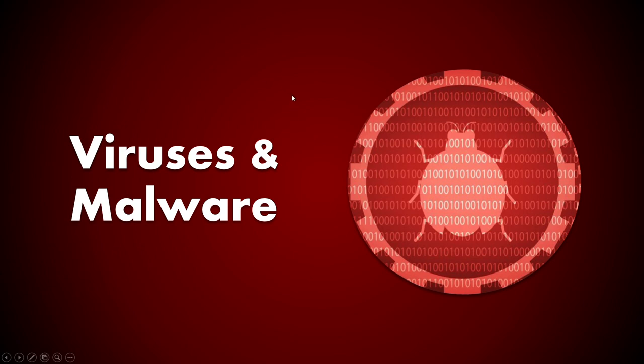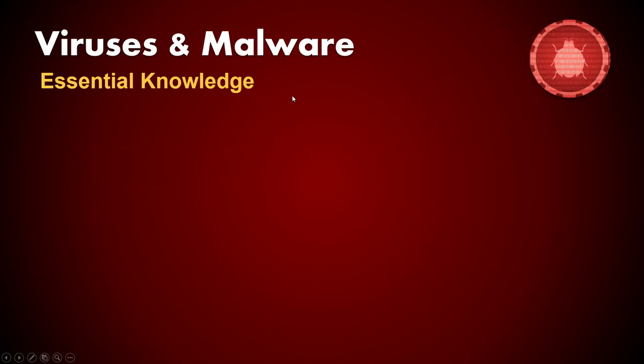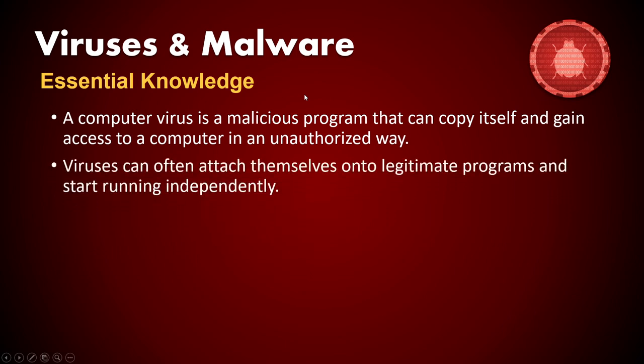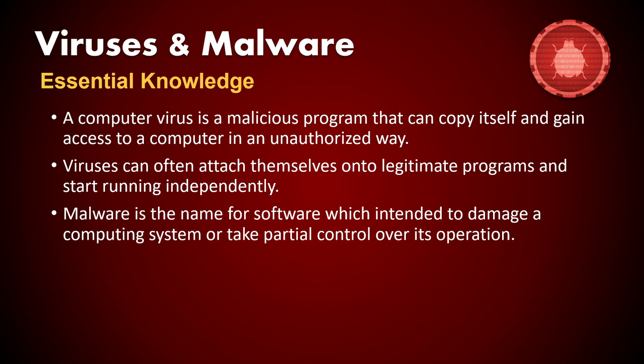Let's get on to viruses and malware. Viruses and malware are basically just software. It's a piece of code which is designed to do something bad to your computer. Viruses can attach themselves to programs that seem okay. You could just run that program and it looks like a normal program, but actually another piece of code was attached to it, and then it started to attack your system. So it's usually designed to damage your computer or take control of it.